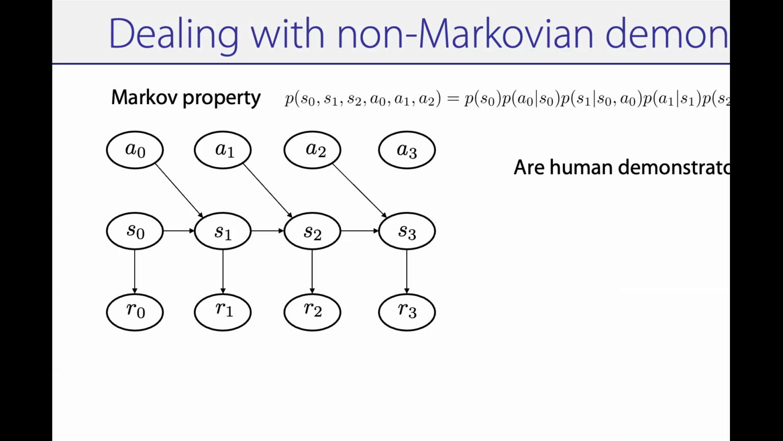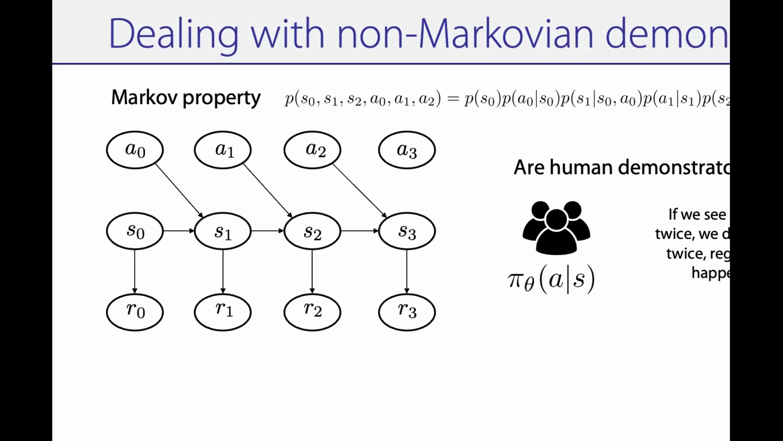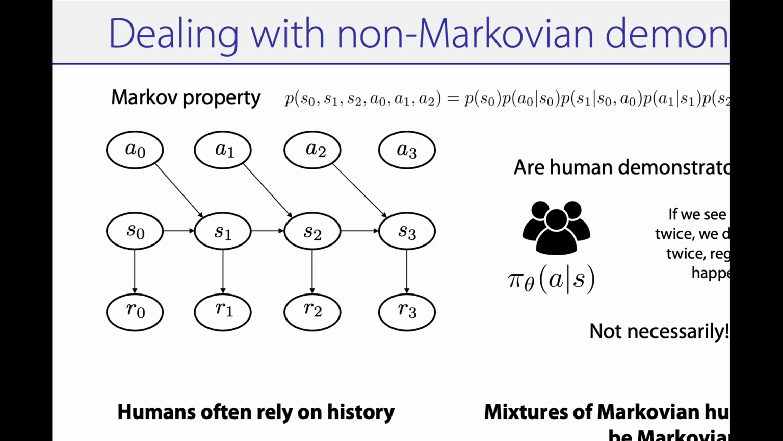The issue is that your demonstrator had a different observability and policy class than the student. Essentially your demonstrator has a latent variable that is unobserved to the student, right? Especially when multiple people have latent variables, and you just mix up all the data and throw it into one. So one of the challenges here is that you often have non-Markovian demonstrators, but you have Markovian learners, right? And so that is going to be a problem. Humans rely on history. Mixtures of Markovian humans may not be Markovian because there's a latent variable of which demonstrator did what. If you just mix it together, it's not clear.